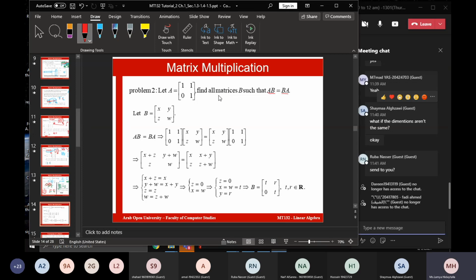I need these matrices. So how can I find them? Which matrices B? They could be many. Not necessarily just one. That has the property that when you multiply A times B it should equal B times A. And we said this is not always true, but there are certain matrices that can make this condition true. So we need those ones.